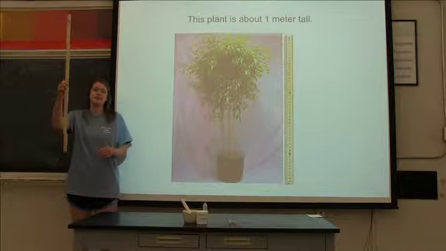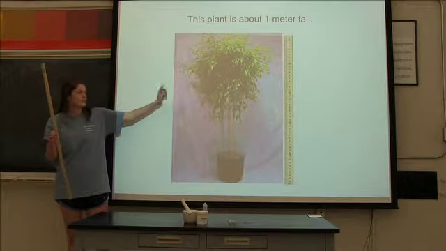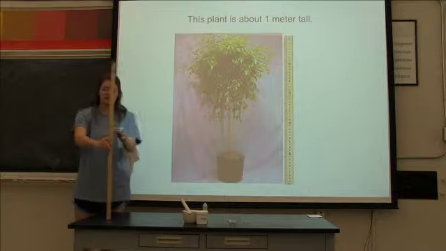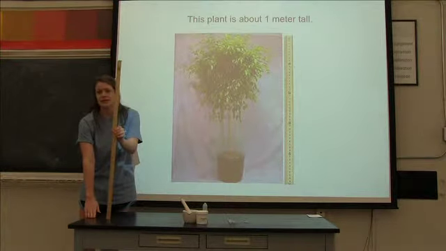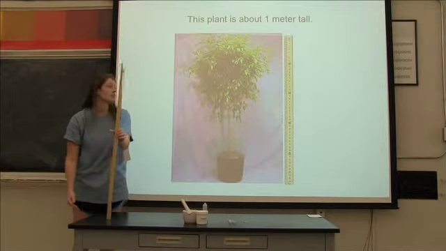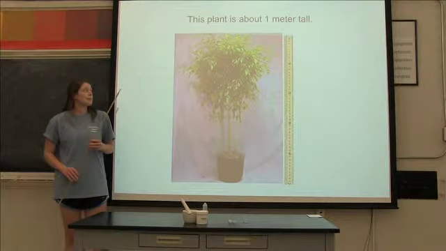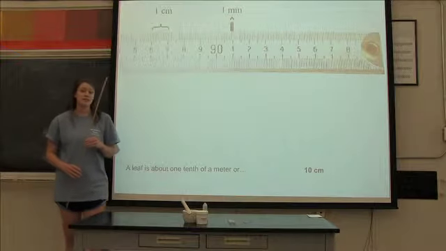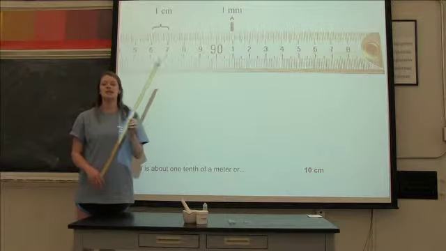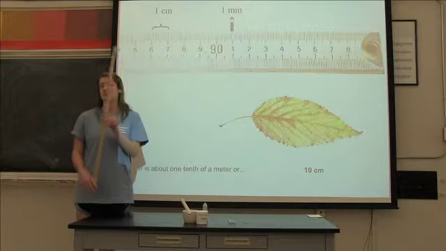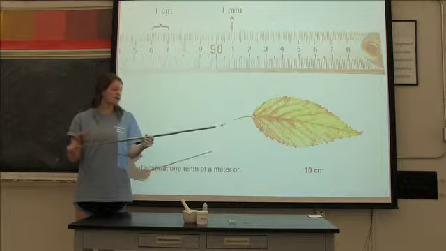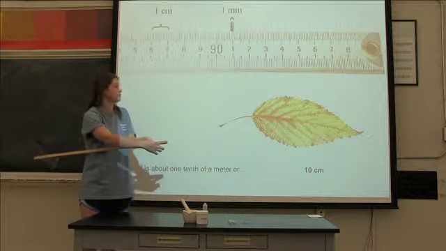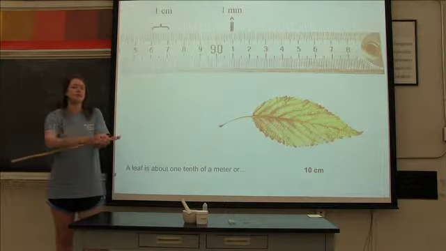I have this meter stick right here. If we were looking at this tree, that tree would be about this tall from the height of the table, right? If we were to compare this tree to a leaf, it would be about 1/10 of the meter stick. So that's about right here. It'd be this big, right? That's how big the leaf would be.